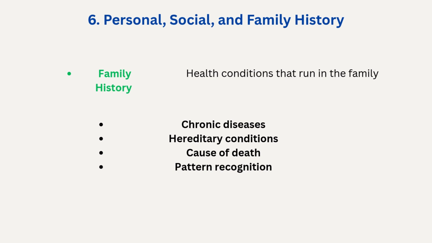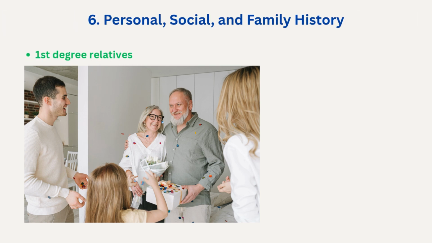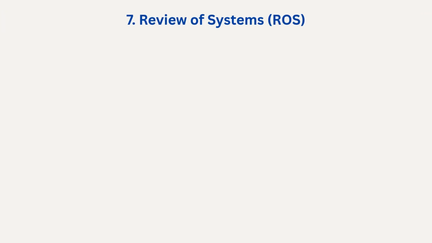Here we have to know about first-degree relatives, which are parents, siblings, and children. This helps us assess the patient's genetic and environmental risks. Last but not least, we are going to see review of systems. The review of systems is the final component of history taking.